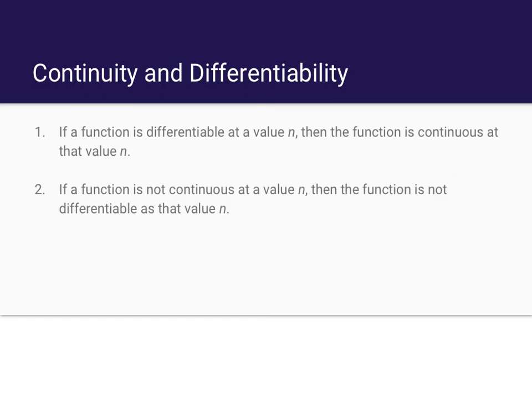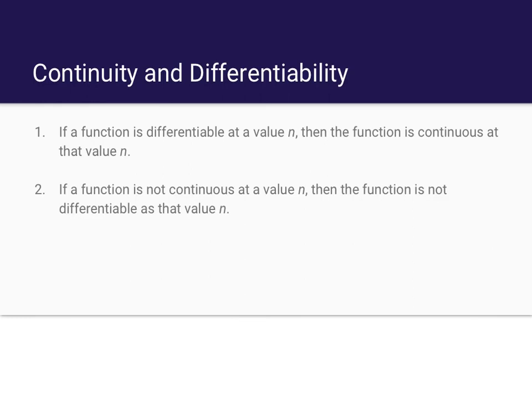The other way we can state the same theorem is to say that if a function is not continuous at a value n, then the function is not differentiable at that value n. So in this case, we're starting with continuity, and we're saying, if we already know there's a discontinuity in this function, then it doesn't do us any good to try to take a derivative at that spot because it's not going to exist.